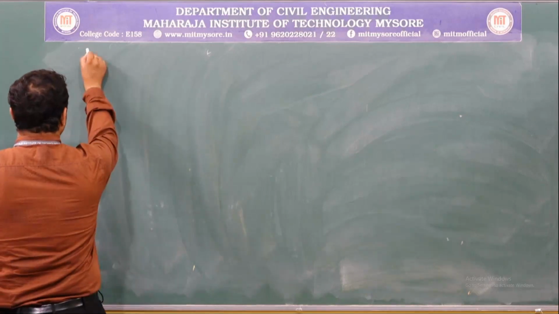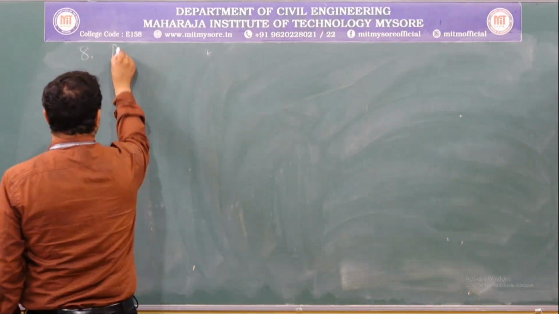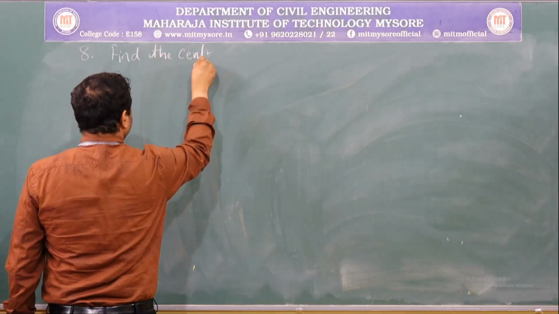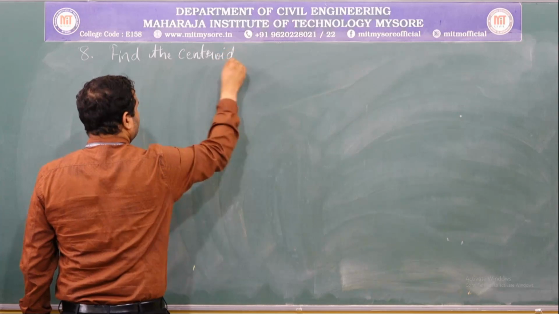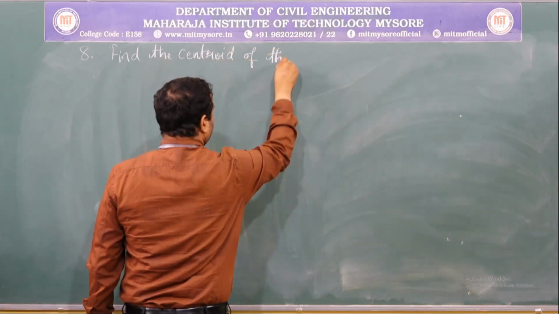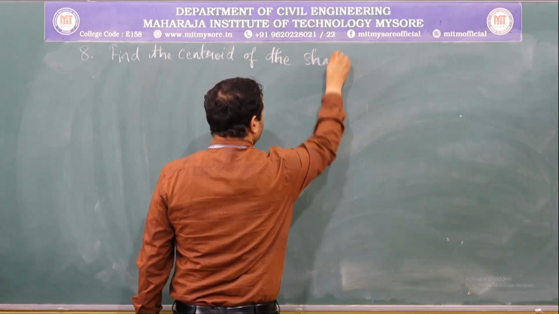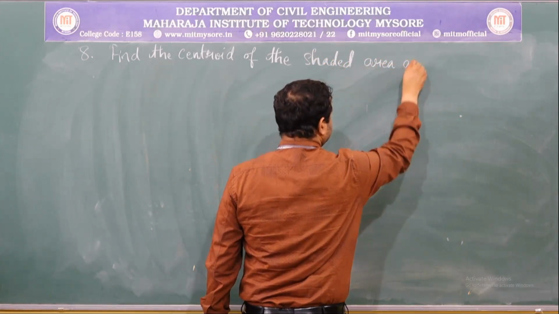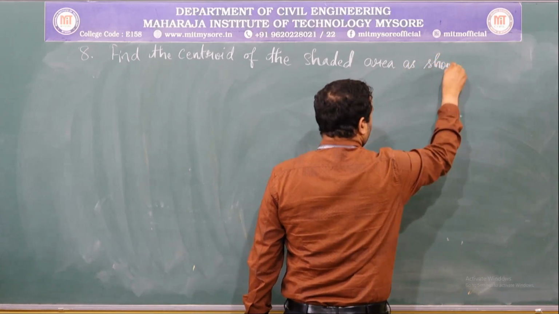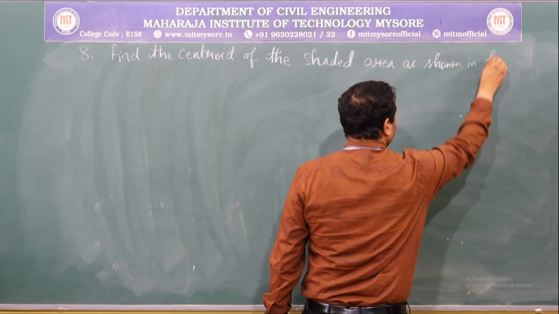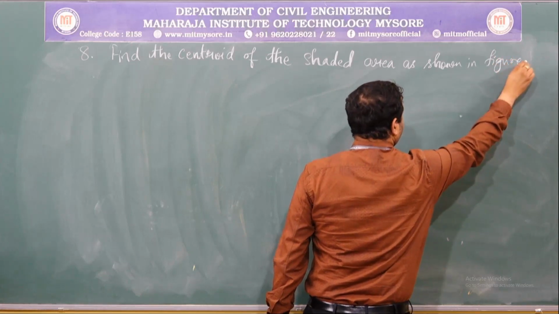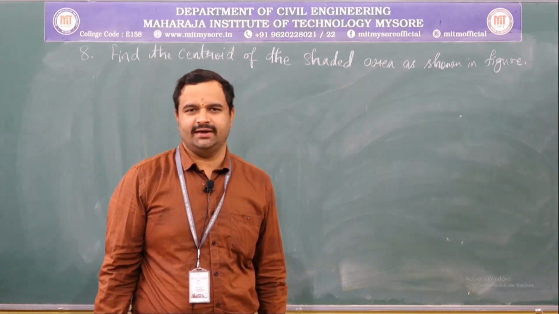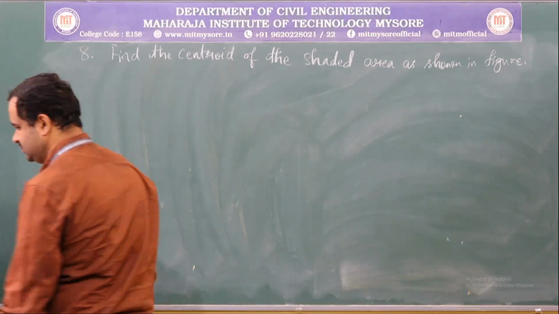So, the problem goes like this: find the centroid of the shaded area as shown in figure. So, we have to find the centroid of the shaded area. The figure is like this.